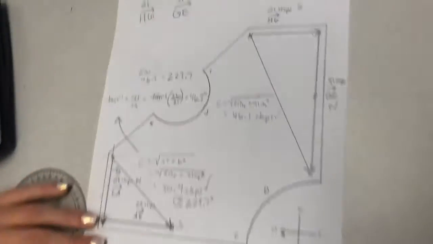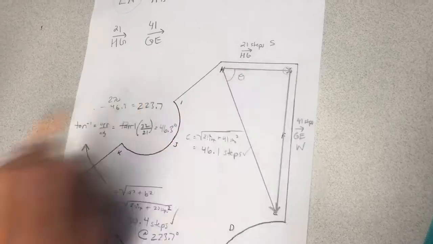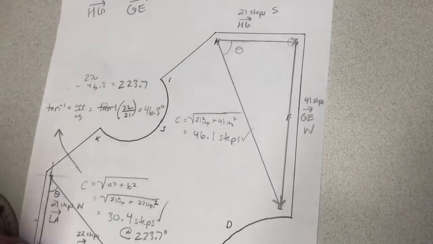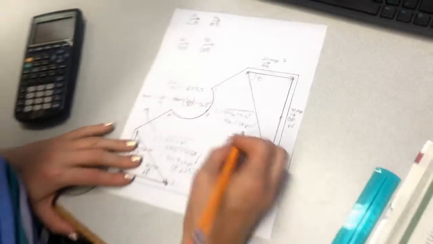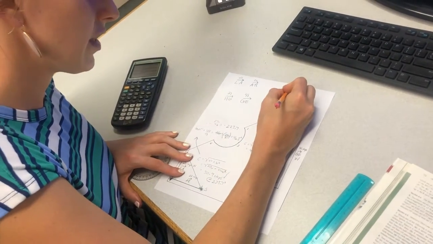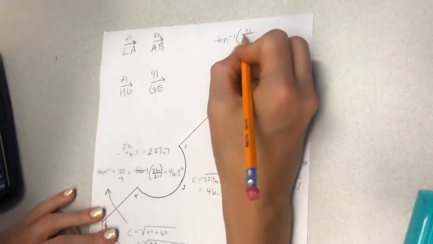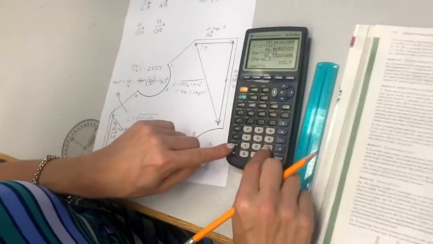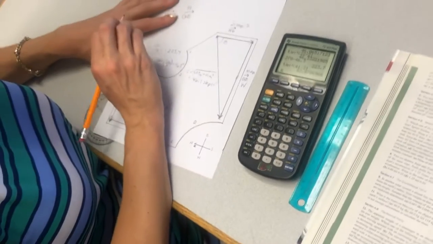Now for this one, pause the video and see if you can try it yourself. Which angle do we want first? We started here, so you want that walking angle. What side is that 21 steps? What part of the triangle is that? This is the adjacent, it's touching the angle, so this must be the opposite. Tangent inverse of the opposite, 41, divided by the adjacent, 21, gives me 62.9.